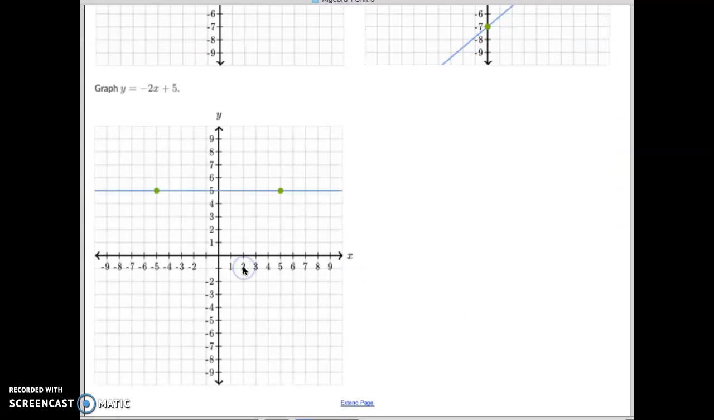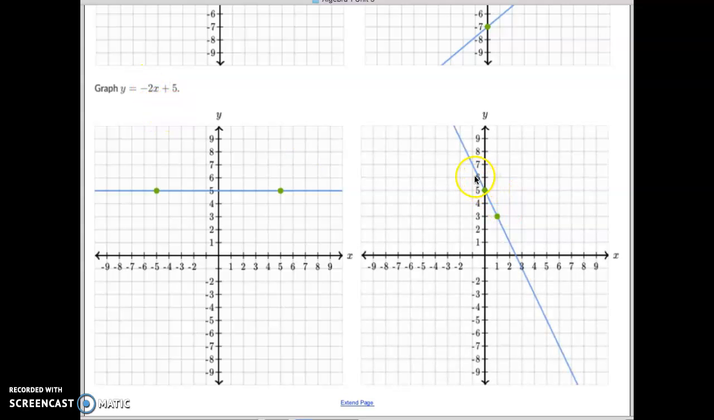Okay, so here's our question. We are given a slope of -2, the number in front of the x, and a y-intercept of +5. So +5 will be right here, and my slope of -2 is not a fraction, so we've got to make that into a fraction. How do you make a regular number into a fraction? You just simply divide it by 1, meaning we're going to go down 2 over 1.